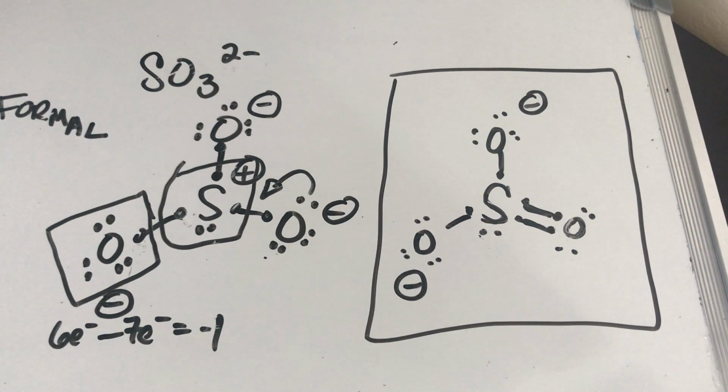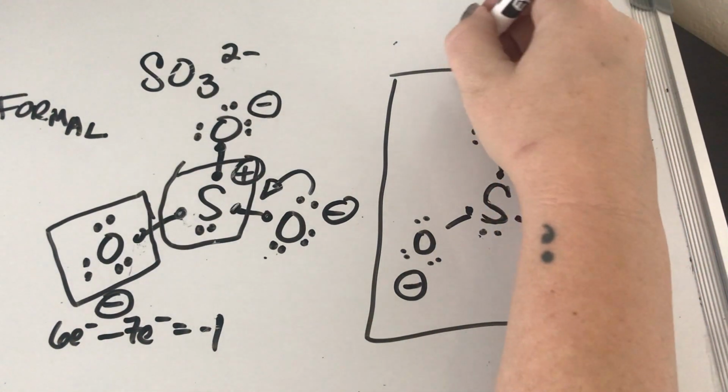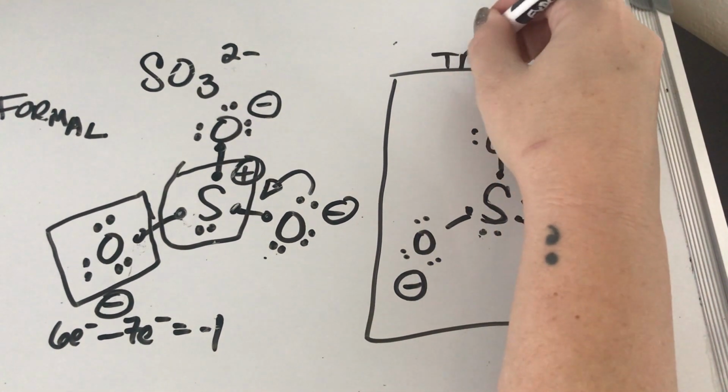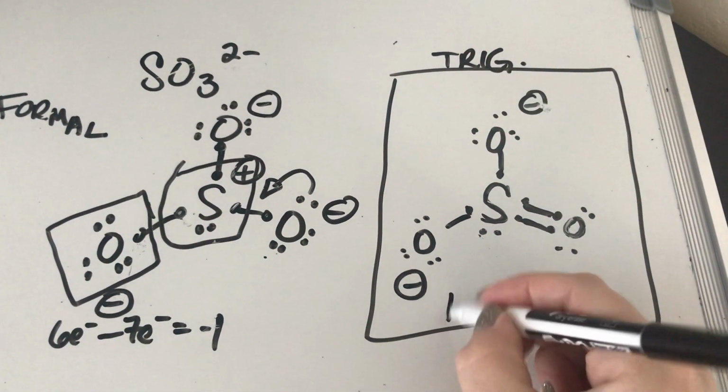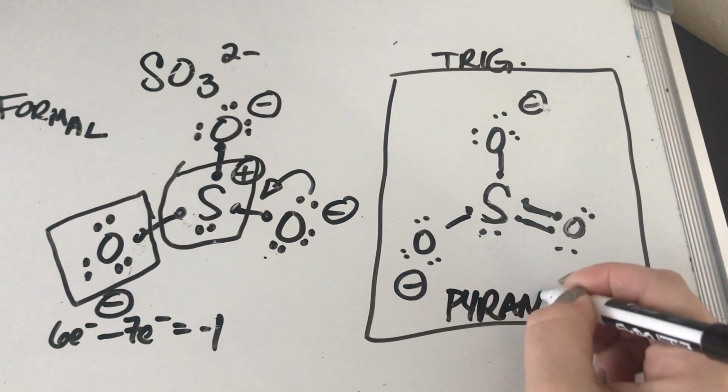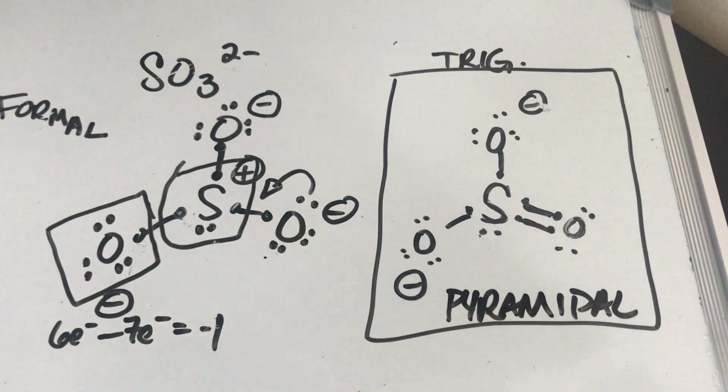Does it make sense why? Are you comfortable with everything that we just did? Yes. Okay. What's the geometry of this molecule? Pyramidal. Huh? Trigonal pyramidal. That's right. Trigonal pyramidal, right?